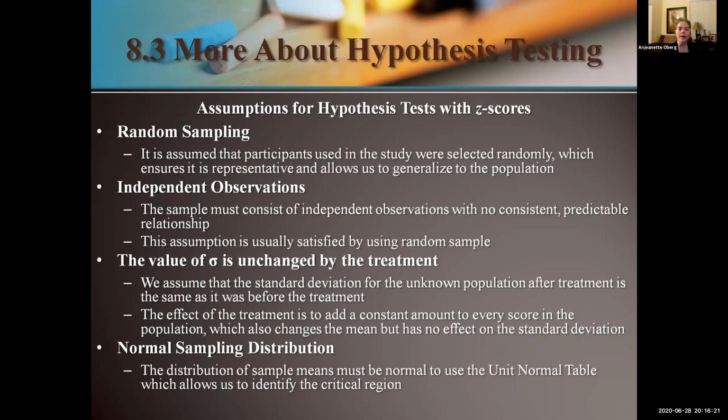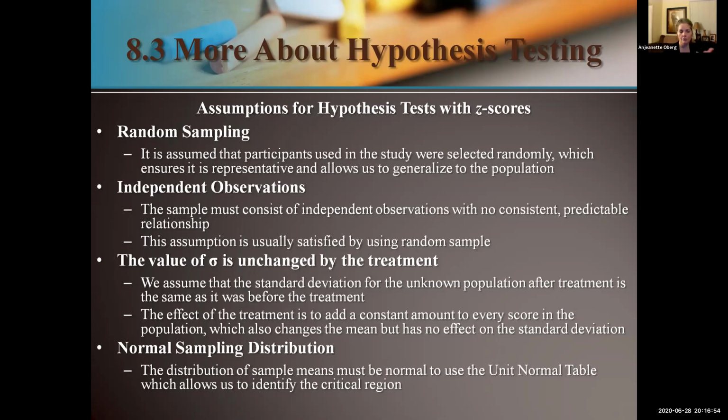I'm also assuming independent observations, meaning there's not a predictable relationship. If you're using a random sample and random sampling with replacement, then this is usually met automatically, where the outcome for participant B was not impacted by the outcome for participant A.